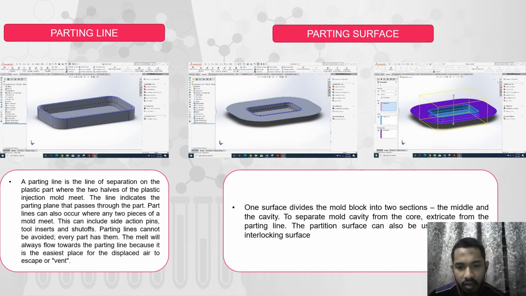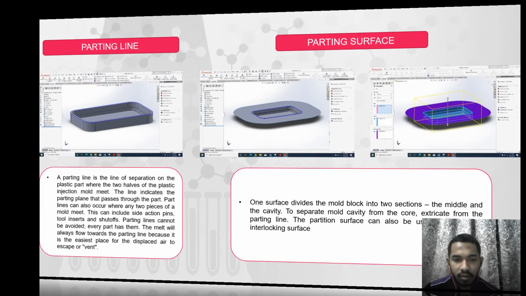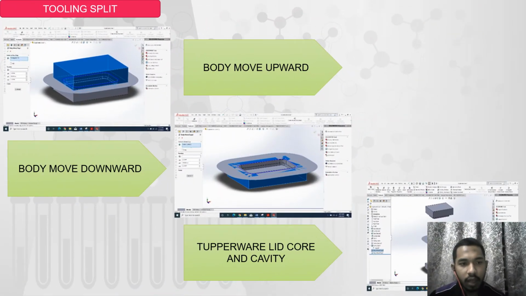One surface divides the mold block into two sections, the core and the cavity, to separate the mold cavity from the core. Extricate from the parting line, the partition surface can also be used to create an interlocking surface. After the tooling split is done, the core body moves upward and the cavity side moves downward. This drawing shows the Tupperware lid core and cavity.